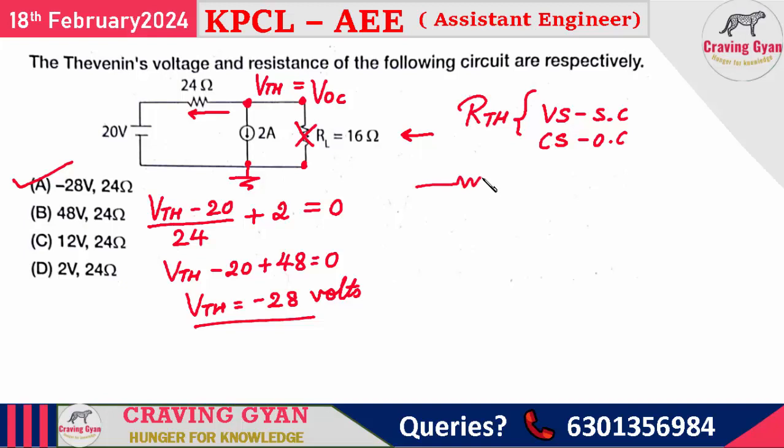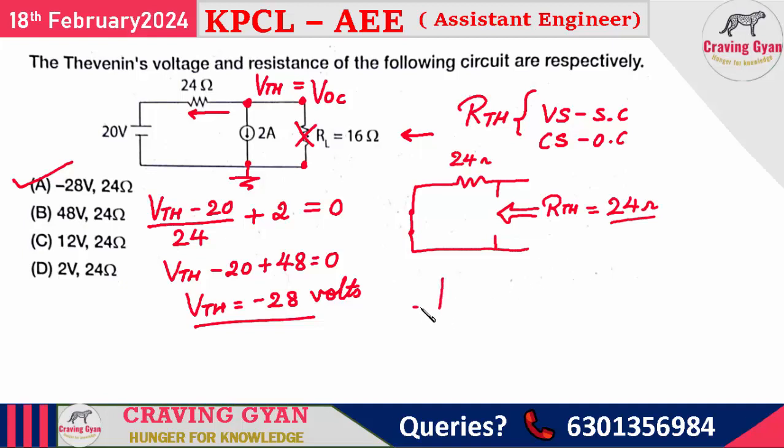Now, what is the circuit you are left with? Only this part is remaining for you. This is 24 ohm. Looking at this point, this is RTH. What is the resistance you are seeing? The resistance value is 24 ohms. That's it. So, what is the value of VTH? Final circuit, if I am writing, the value of VTH is minus 28 volts. If you don't want to write that minus sign, just invert the battery potential. That's it. The resistance value is 24 ohms.